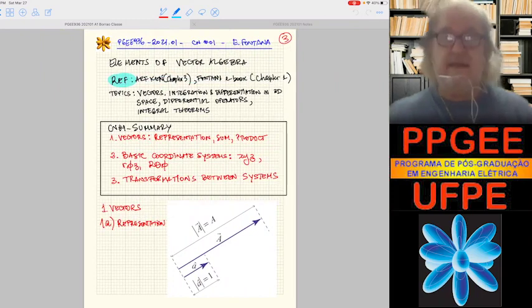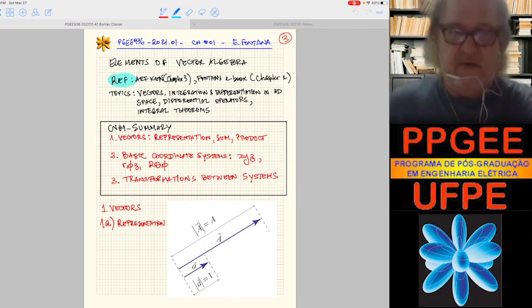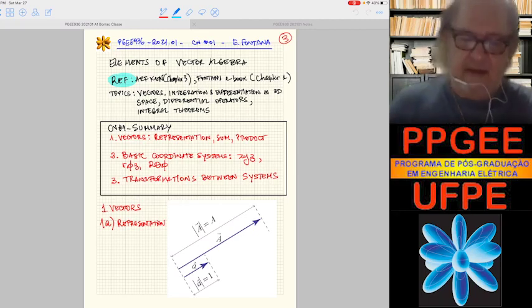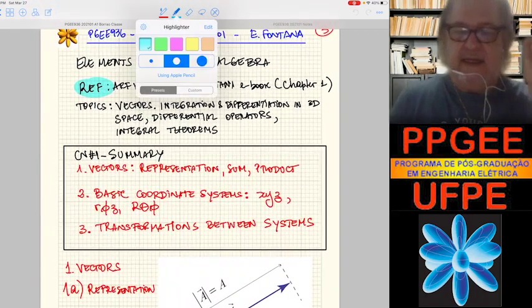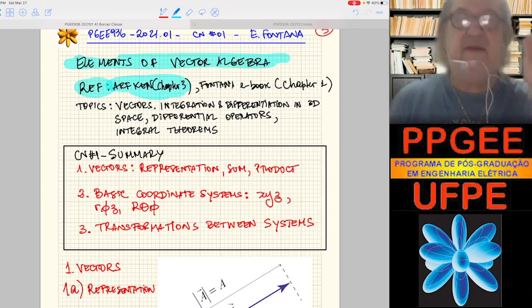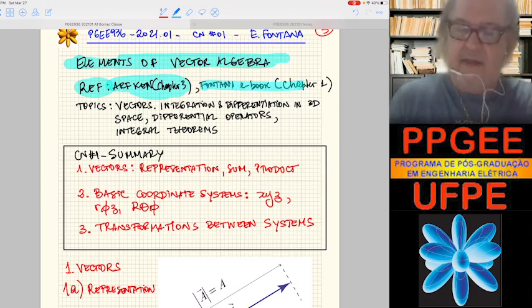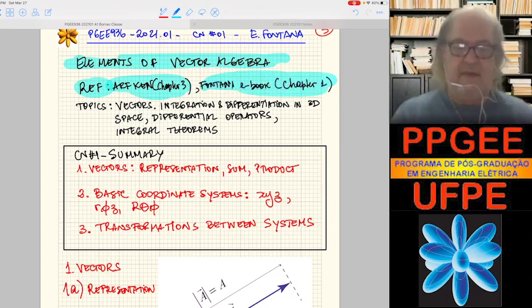Well, let's specifically start now the course. We're going to start with the first part of the course, which is a review on vector algebra. Let me just talk about the reference for this class, elements of vector algebra. We have Arfken, Chapter 3, which talks about vector algebra in general, and our ebook, Chapter 1. We are going to talk about vectors, integration, differentiation. I mean, not today, okay?